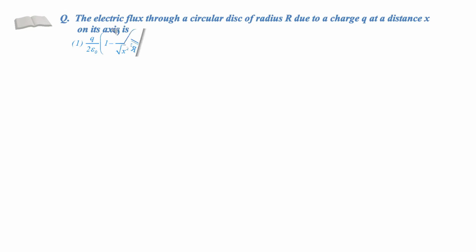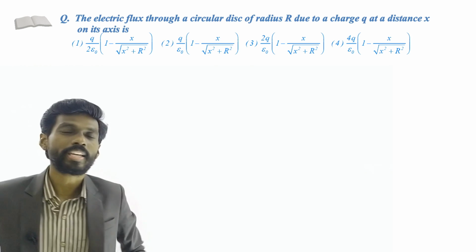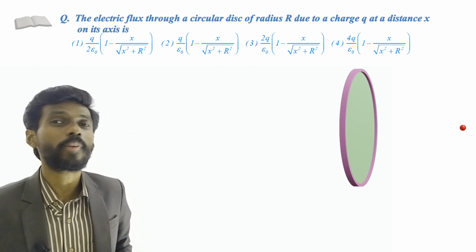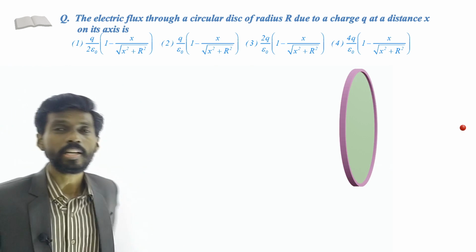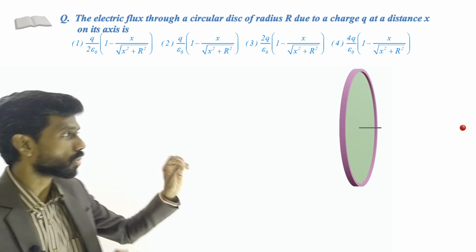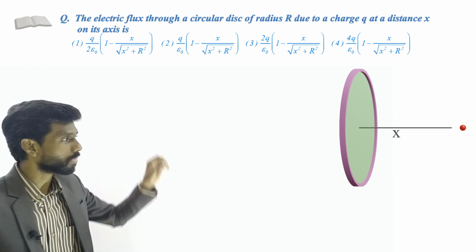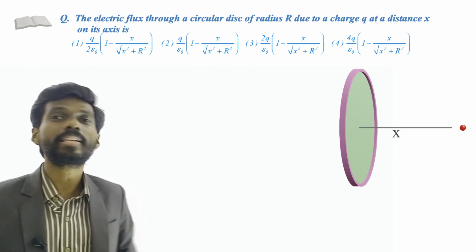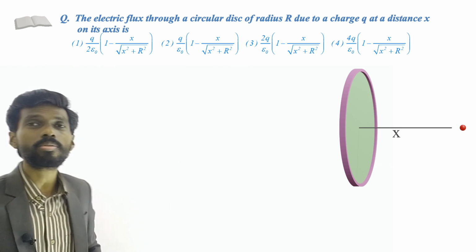The electric flux through a circular disk of radius r due to a charge q at a distance x on its axis is. So here we have a circular disk. So we have to find the electric flux through this circular disk. So here the electric field is due to the charge q placed at a distance, say x, from the center of the disk. So we'll find the electric field and the electric flux due to that electric field.